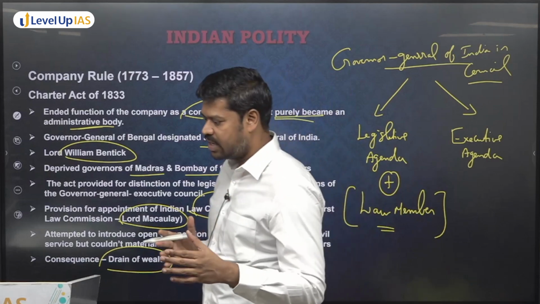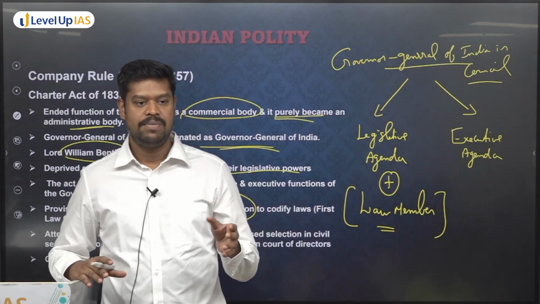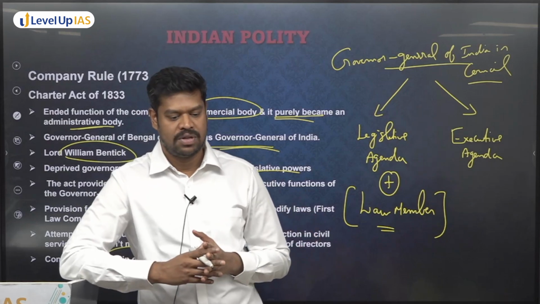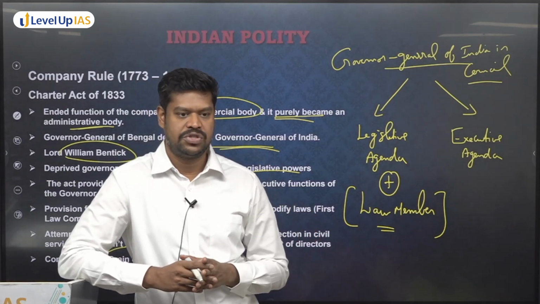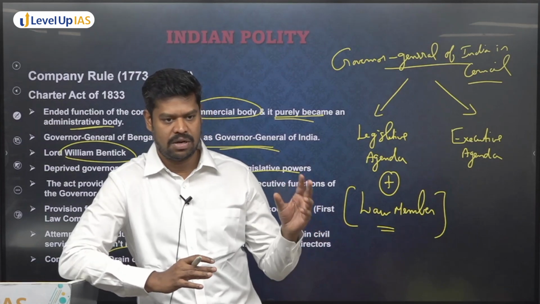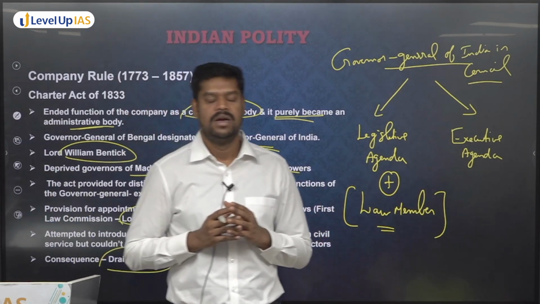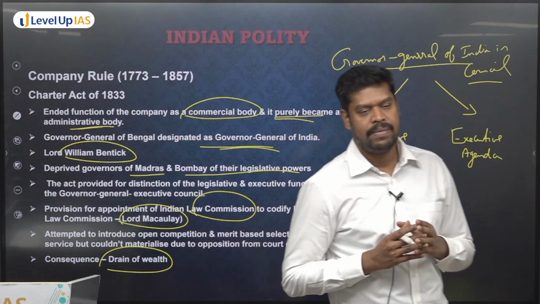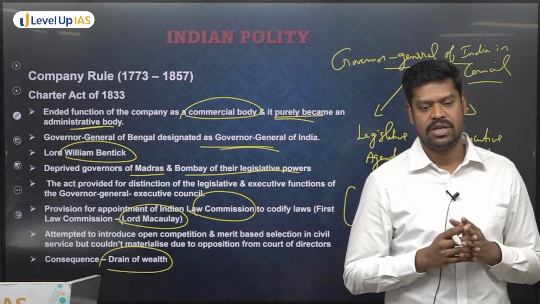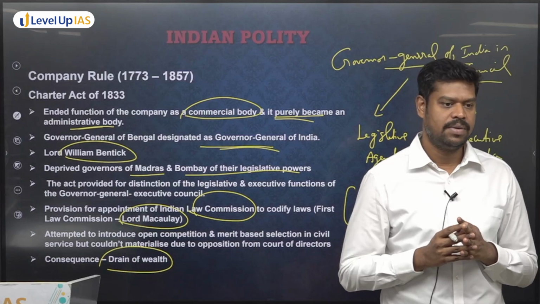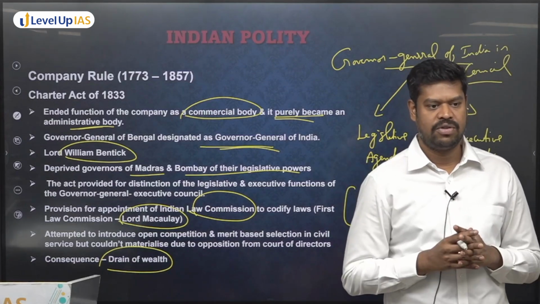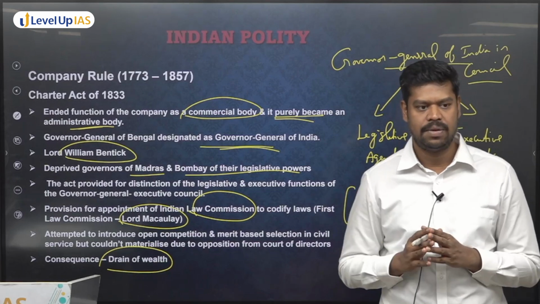The Charter Act of 1833 for the first time made the Governor General's Executive Council meet separately when they were supposed to perform legislative functions. It was the same council, but they met separately, with a separate legislative agenda and executive agenda. When they met for the legislative agenda, it had one more member who was not part of the Governor General in Council. Who was that additional member? It was a law member, Lord Macaulay, who was also the chairman of the first Law Commission of British India.